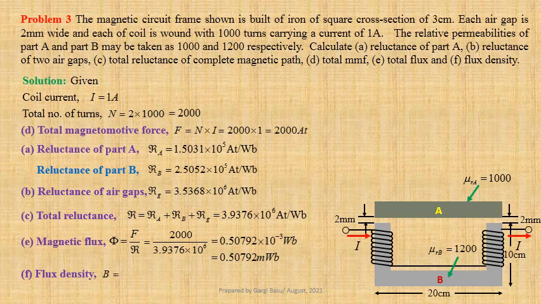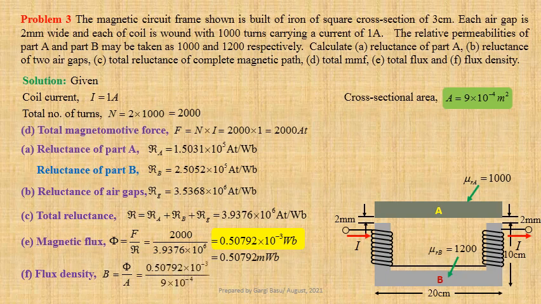Now we shall determine flux density. B equals phi divided by A. Given cross-sectional area, A equals 9 into 10 to the power minus 4 meter square. Therefore, B equals 0.50792 into 10 to the power minus 3 divided by 9 into 10 to the power minus 4. That gives us 0.5644 Weber per meter square.